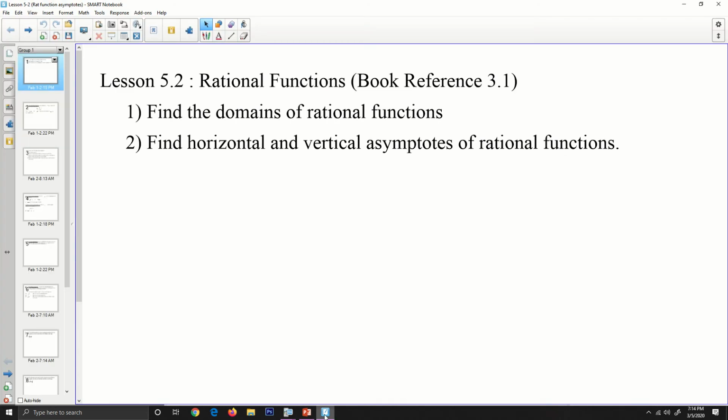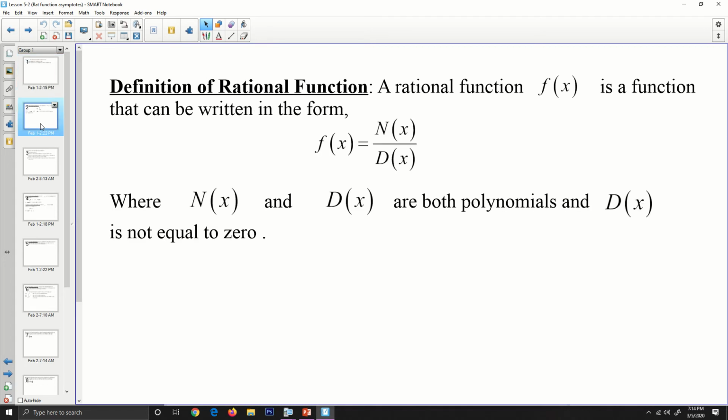Today we're going to find the domains of rational functions, and then we're going to find the horizontal and vertical asymptotes of rational functions. So we know domain is your favorite thing, but before we get to that, we will definitely review the definition of a rational function. A rational function f of x is a function that can be written in the form f of x is equal to n of x over d of x, where both n of x and d of x are polynomial functions, and d of x is not equal to 0.